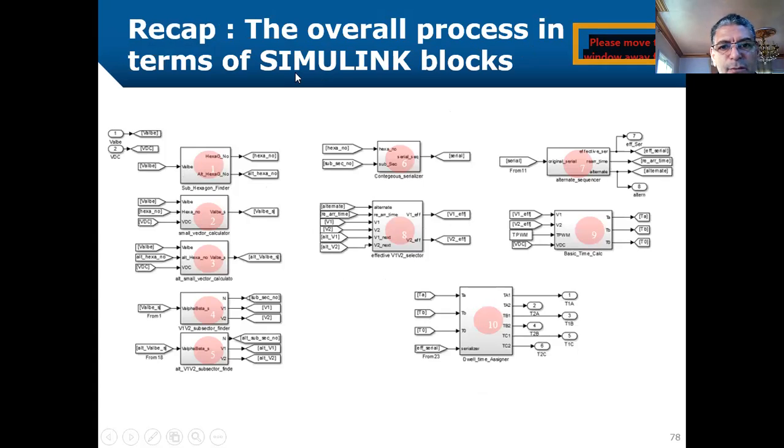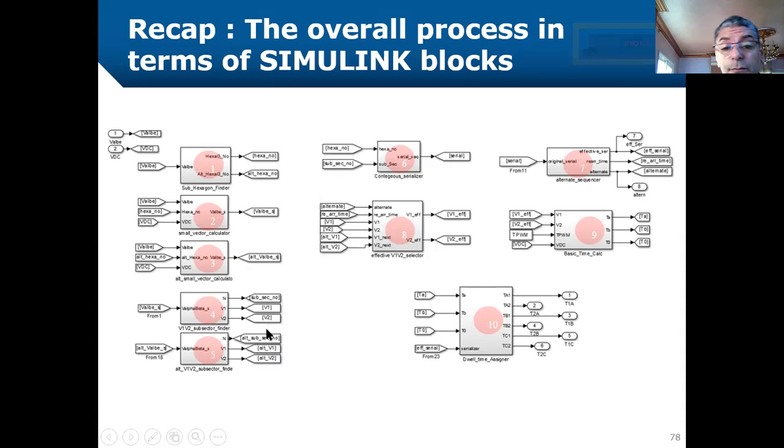The overall process in terms of SIMULINK blocks: sub-hexa finder based on V alpha beta, we get the hexa number and the alternative hexa number. The same concept applies as we explained before. And by V alpha beta and the hexa number, we get the V alpha beta small, and by V alpha beta and the alternative hexa number, we get the alternative V alpha beta small. From V alpha beta small and alternative V alpha beta small, we get the alternative V1 and V2 and the native V1 and V2. Okay, with also the subsector number.